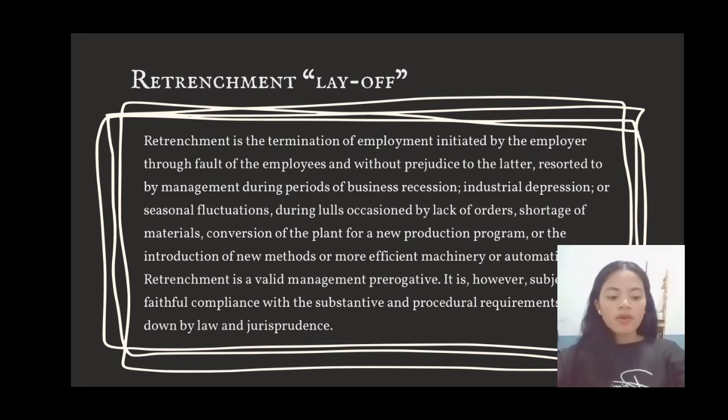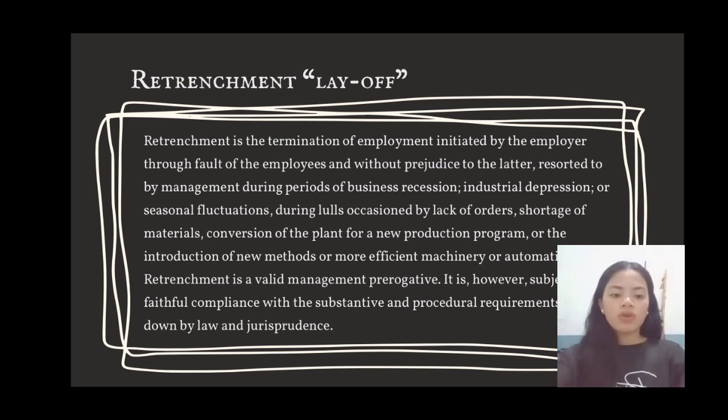It is, however, subject to faithful compliance with the substantive and procedural requirements laid down by law and jurisprudence. Retrenchment to prevent further losses is among the authorized causes for termination under the Labor Code. According to a briefer by the Department of Labor and Employment, it is a termination that an employer can initiate through no fault of and without prejudice to the employees.